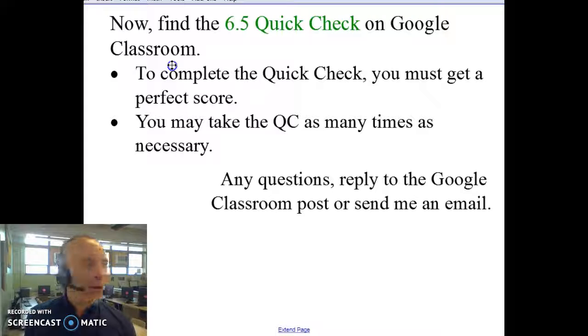Now it's up to you. Try your hand at the 6.5 quick check. Remember, try it as many times as you need to get a perfect score.